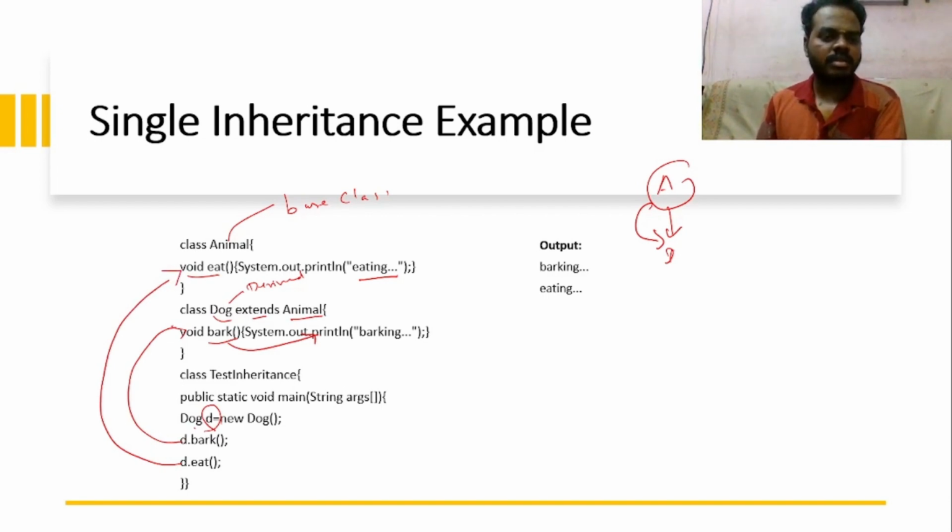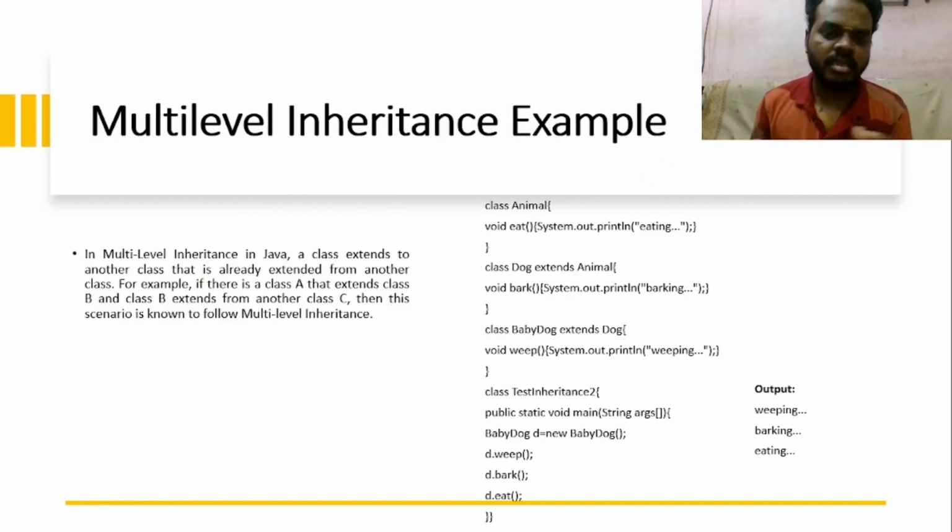The next one is multi-level inheritance. As I said before, we can take an example of classes A, B, and C. See, this B will act as an intermediate class. Why is it an intermediate class? It will act as a child class and it also acts as a parent class. This is all about multi-level inheritance.